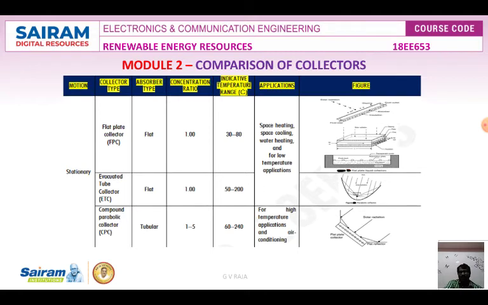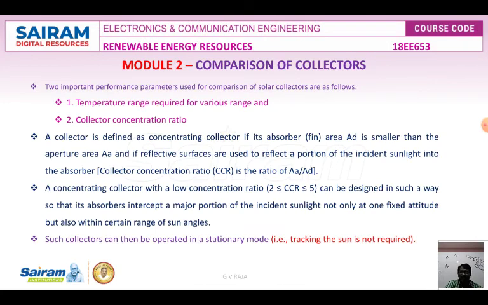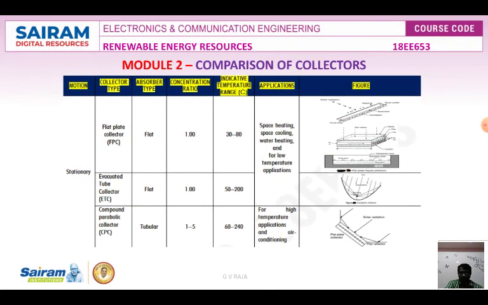As for the absorber type, how the absorbers are designed, it is flat in nature, and the concentration ratio is 1, CCR is 1. The indicative temperature is 30 to 80 degrees Celsius. The applications are space heating, space cooling, water heating, and low temperature applications. This is a flat plate collector. This is a flat plate air collector, and this is a flat plate liquid collector.